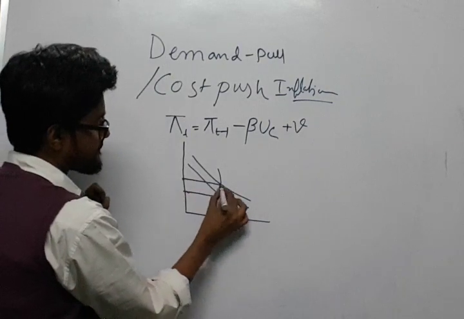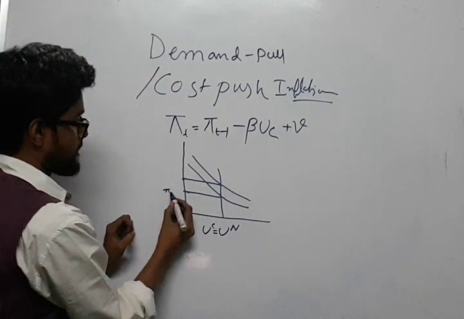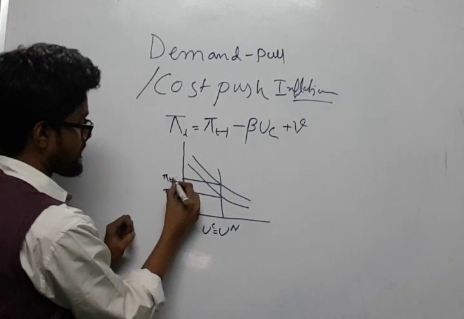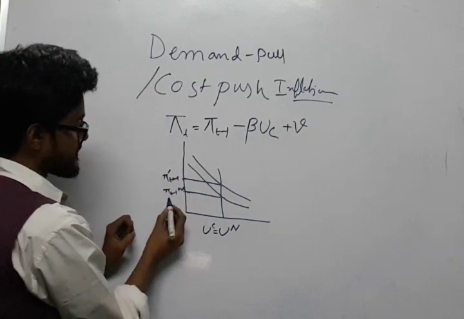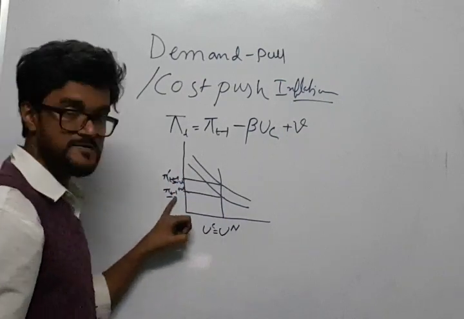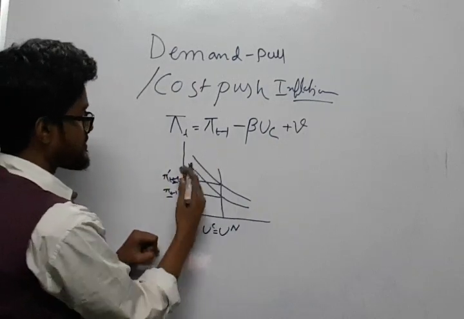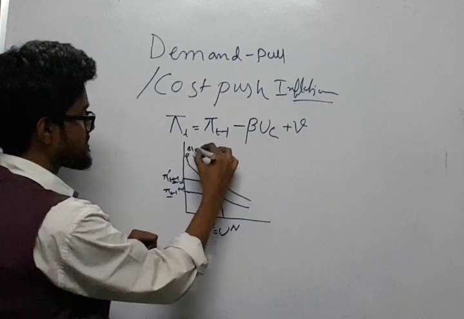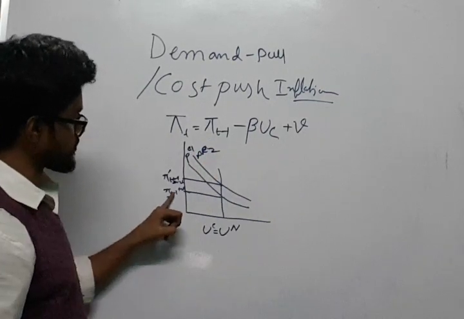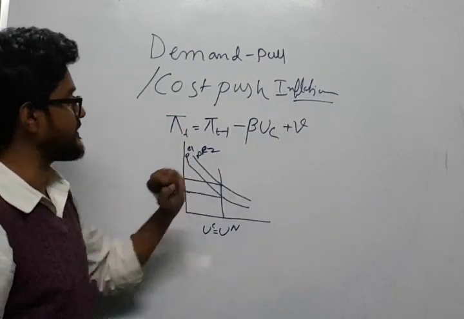The Phillips curve shifts rightward only when there is a change in expectation, which depends on the previous year's inflation. Only when there is a change in expectation, that is inertia, does the inflation rate change, so the Phillips curve shifts from PC1 to PC2, a higher level. So due to this, the inflation rate also increases given the UC level.